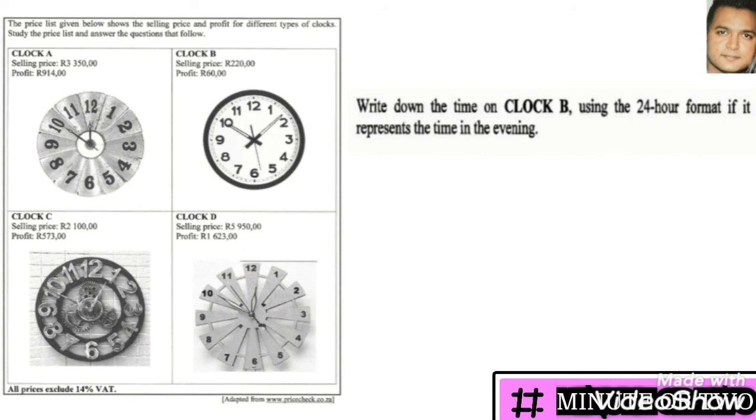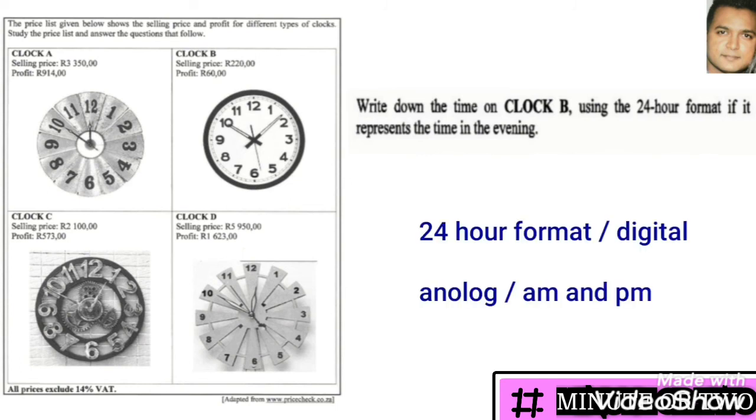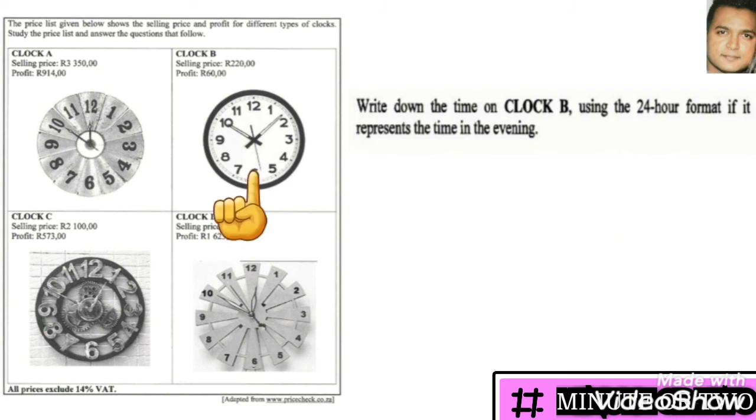Write down the time in clock B using the 24-hour format if it represents the time in the evening. The 24-hour format will be the digital time, and remember that analog time is the AM and the PM. Clock B is showing 8 minutes past 10, but remember, in order for us to write in the 24-hour format, it would be 22:08.